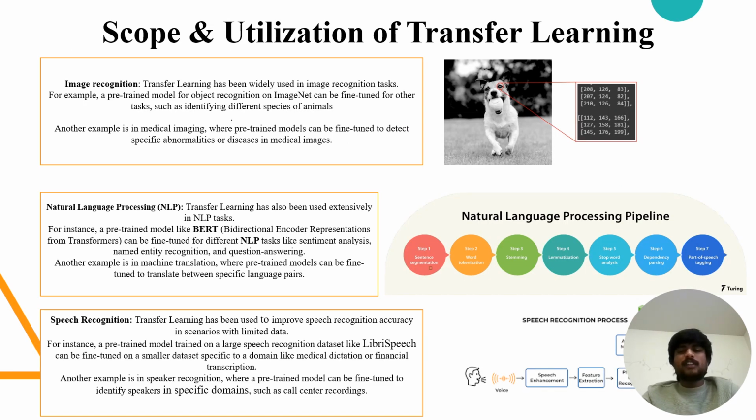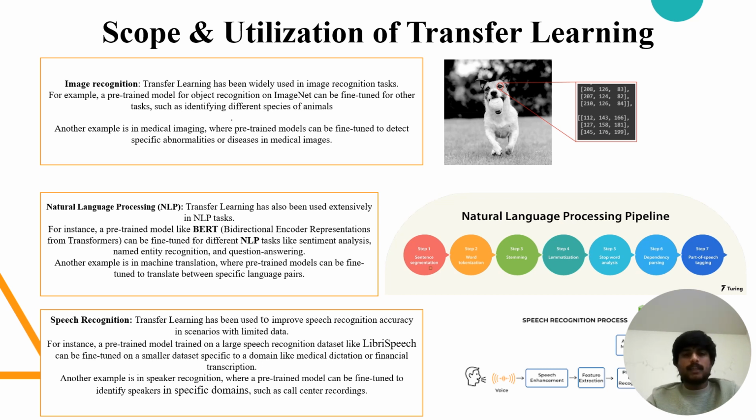There are certain applications of transfer learning as well, where we can utilize it in different areas. One is image recognition. For example, a pre-trained model for object recognition on ImageNet can be fine-tuned. In such a situation, we can identify cats or dogs very easily, whereas in computers there are certain images that are stored, and it is hard to identify species of animals. So image recognition is one such useful tool.